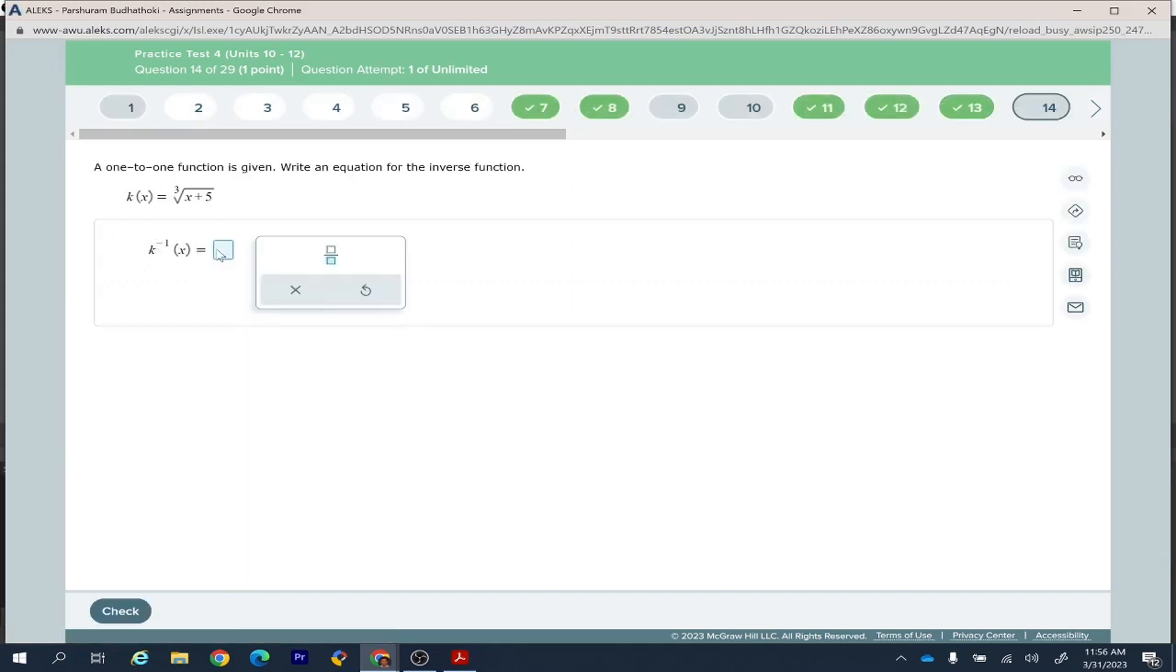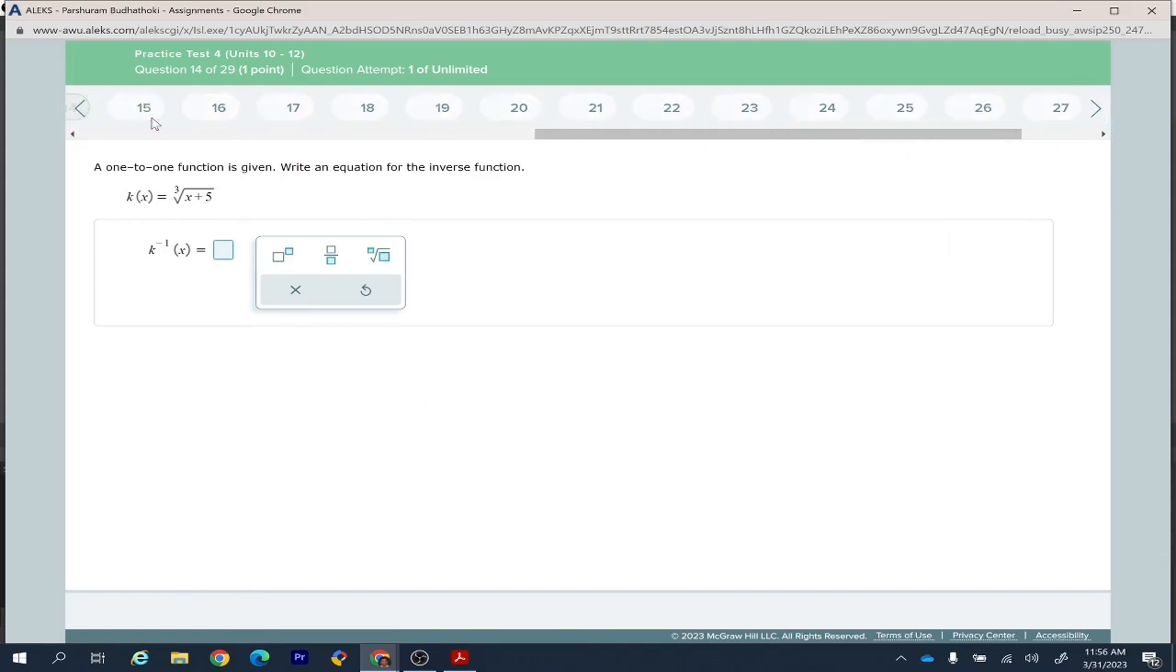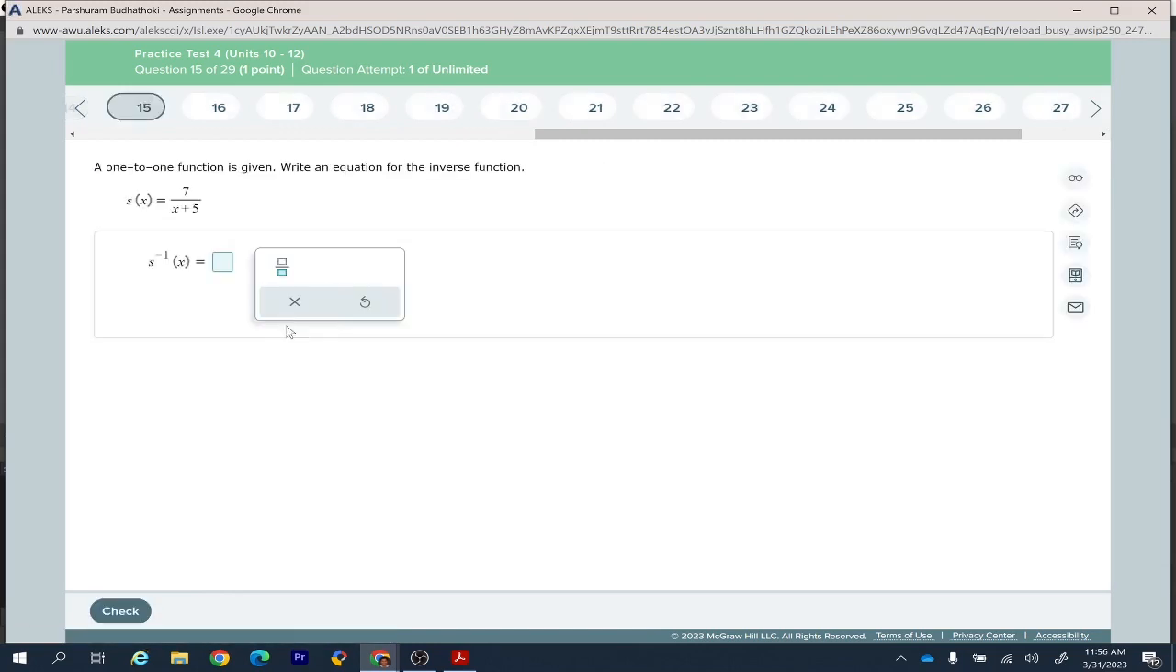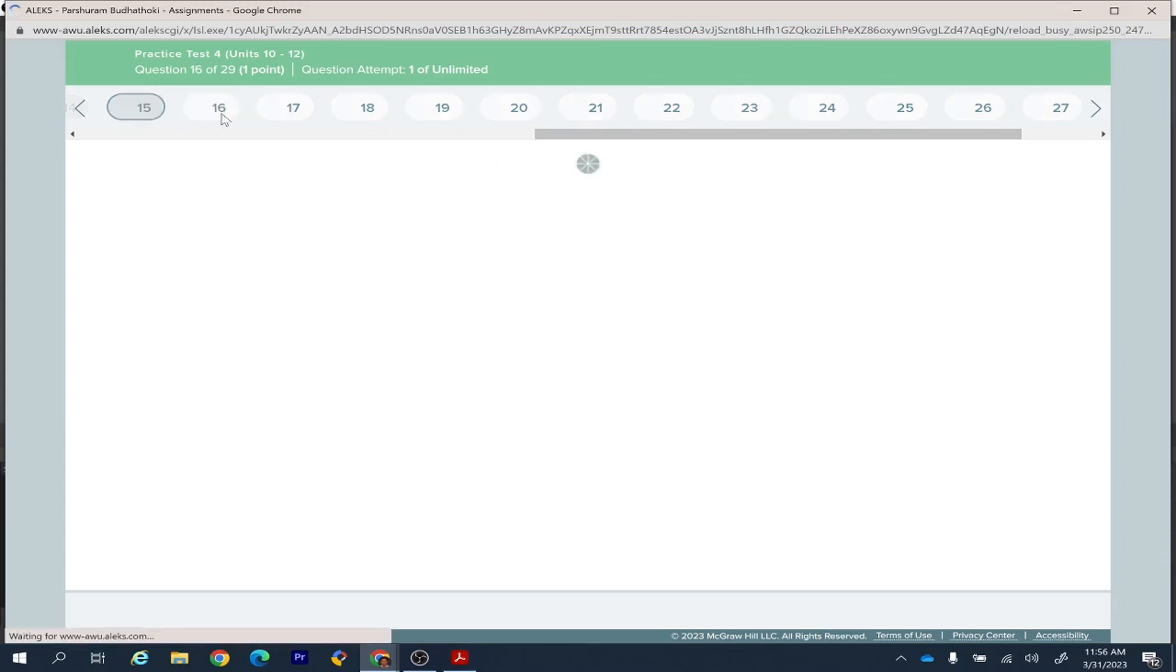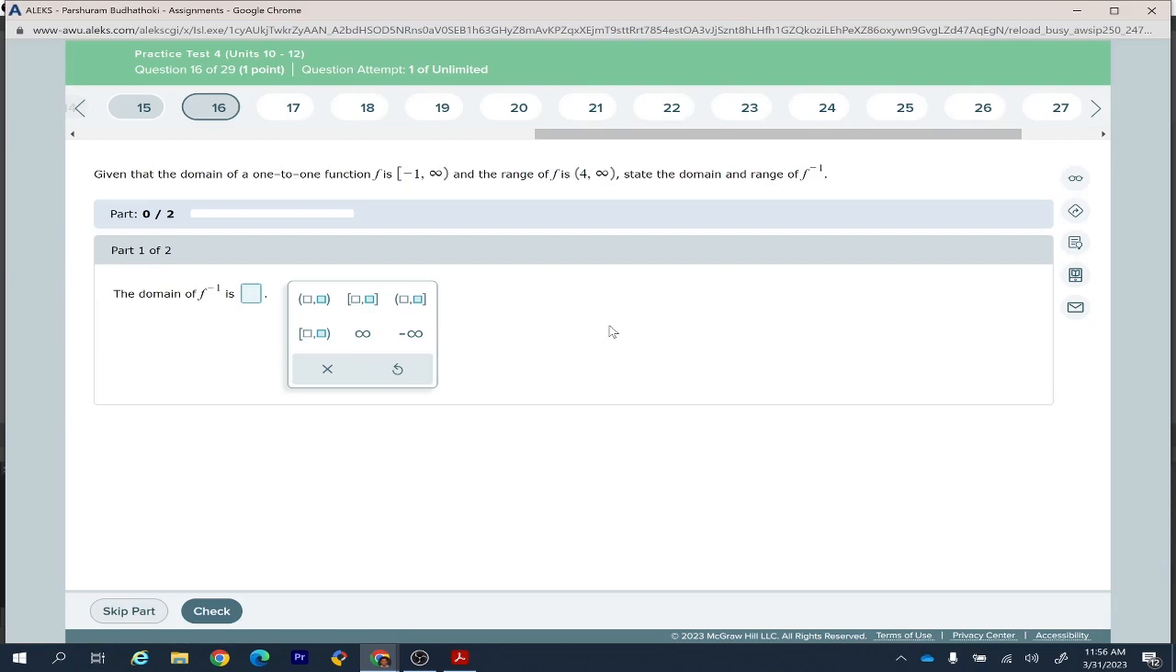Okay, find the inverse. This is exactly the same thing we did before in problem number 13, so I'm going to skip it. I'm going to go to question number 15. Exactly the same way. Write down the function as y and then replace x and y, and then isolate y. That is going to be your inverse function. So go to number 16 one more time.